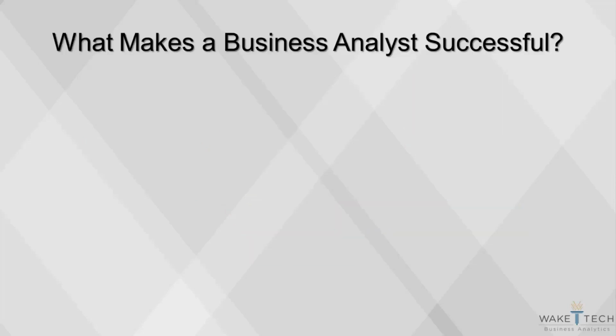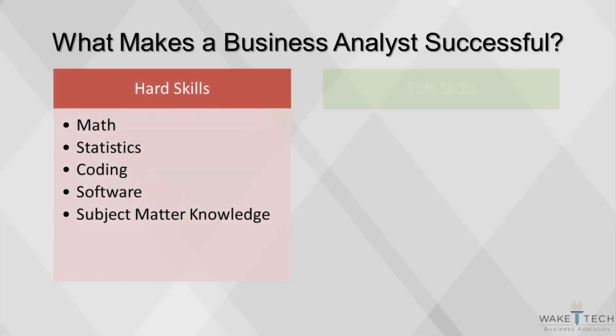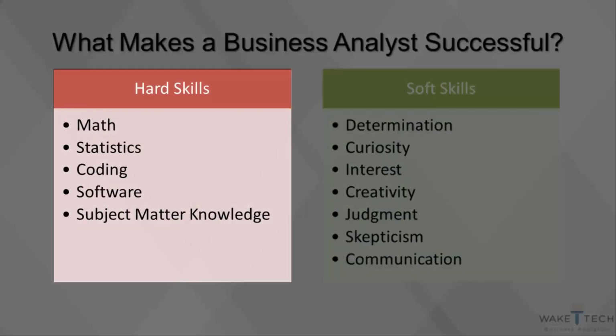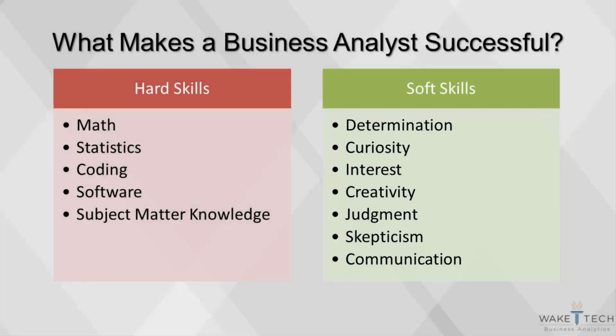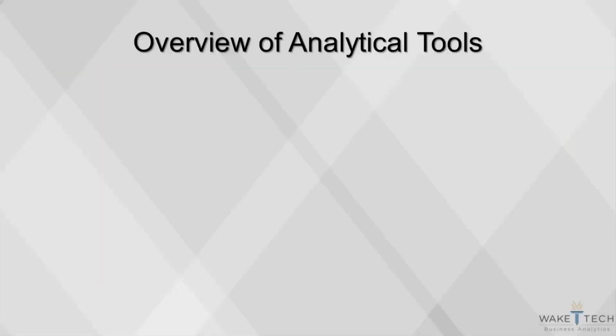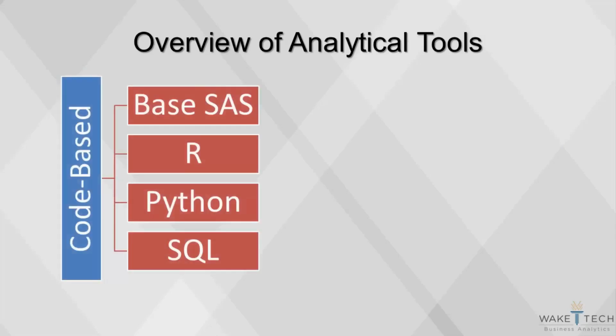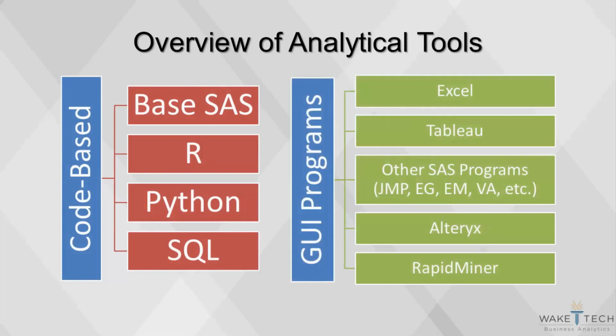An analyst becomes successful due to a combination of hard and soft skills. The hard skills are more tangible and refer to what the analyst can do with what tools, while the soft skills are less flashy on a resume, but equally or even more important than the hard skills. Analytical tools can be separated into two categories: software that requires coding, and software in a graphical user interface, or GUI, that is based on point-and-click interaction.